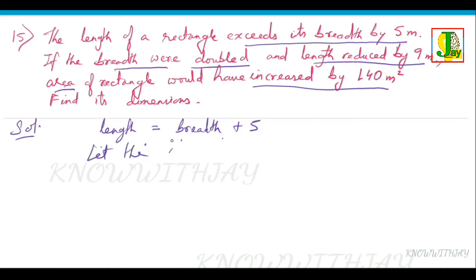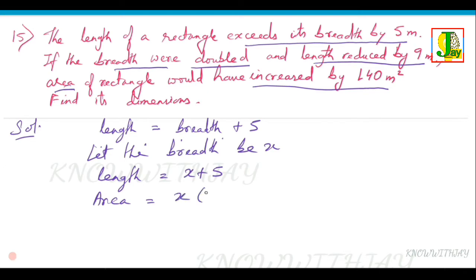Let the breadth be x, then length equals x plus 5. Now what is the area? Area is length into breadth, that's x into x plus 5.